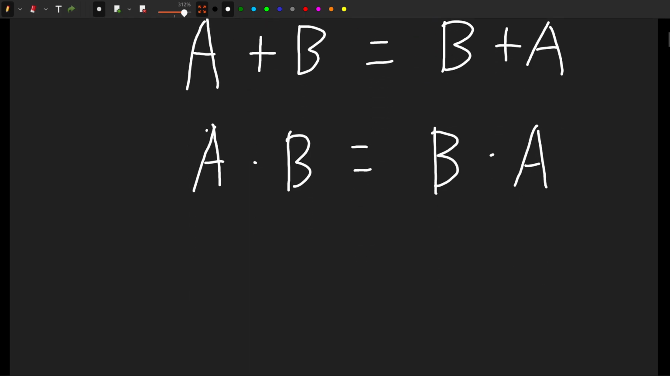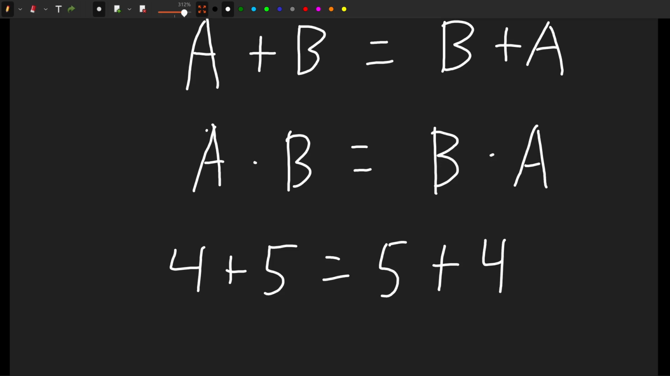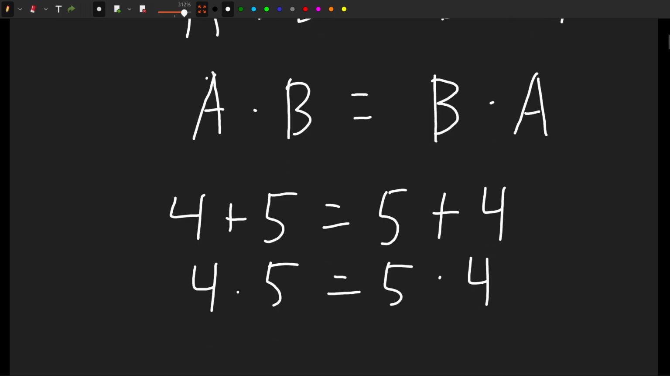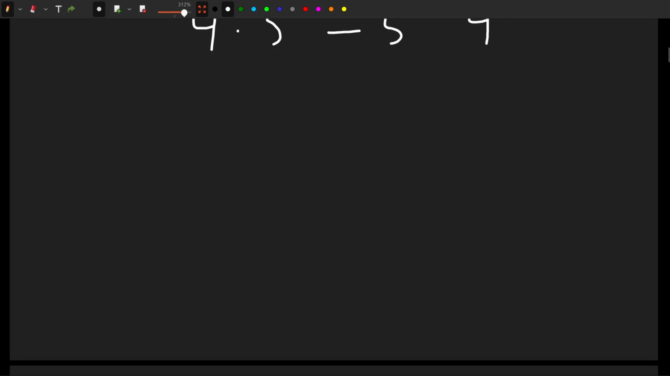I'm going to give you a really quick, simple demo. Suppose we have two numbers, let's say 4 and 5. Then we know that 4 plus 5 is the same as 5 plus 4, right? They both equal 9. Additionally, 4 times 5 is the same as 5 times 4. This property works for any real numbers. But that's the first property we're going to be working with. The next property is the associative property, which can be kind of similar.